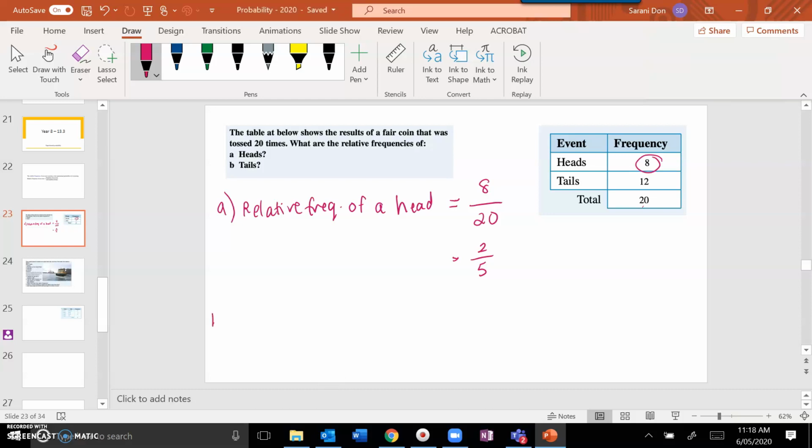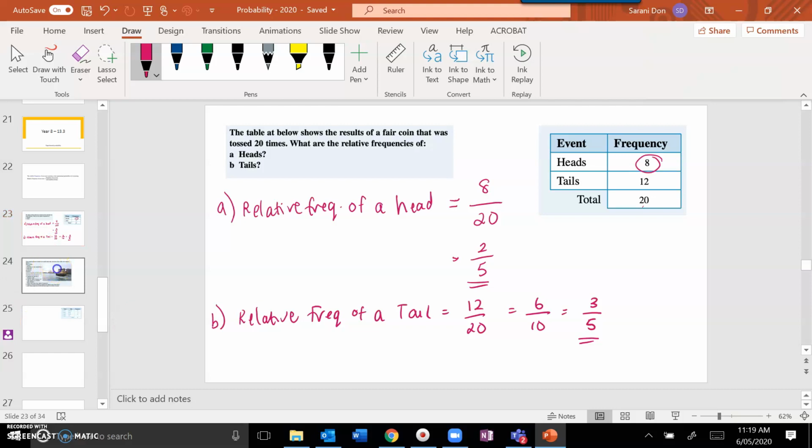It's pretty easy. And B, relative frequency of a tail. So that's 12 out of 20, which can be simplified to 3 out of 5. That's it. So all you're doing is literally just writing a fraction of how many you get or what you've obtained. So hopefully that's simple enough.